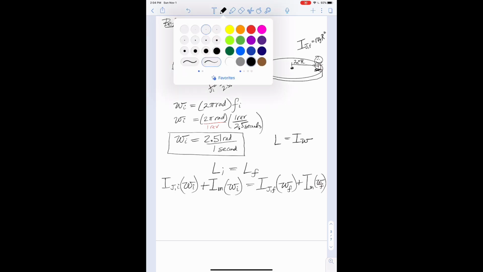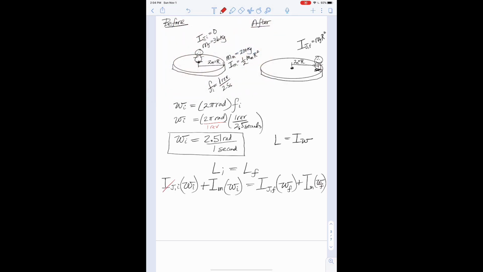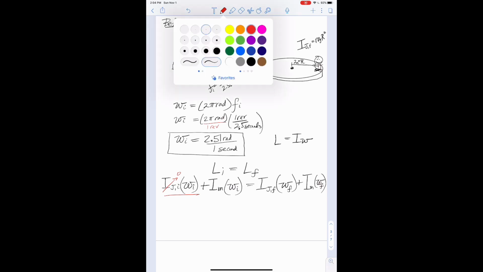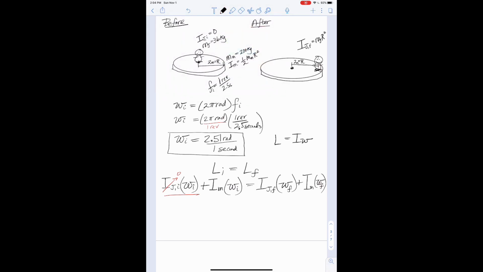We said up here that Joey's initial moment of inertia is going to be 0. So this entire term here is going to cancel away. And we said that Im is equal to 1/2 m m r squared times omega I, which we know omega I is 2.51 radians per second.